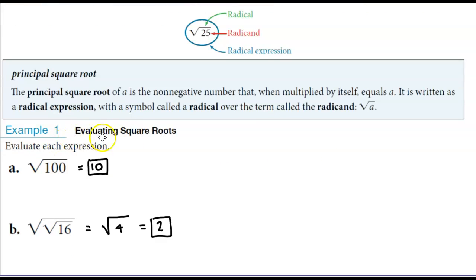In example number 1, we're going to evaluate square roots. We want to evaluate each expression. So in this scenario, we want to find the square root of 100, meaning, what number do we have to square to get 100? Well, the answer is 10. So we remove the radical sign and write the answer as 10. If you include the radical sign in the answer, it is incorrect.